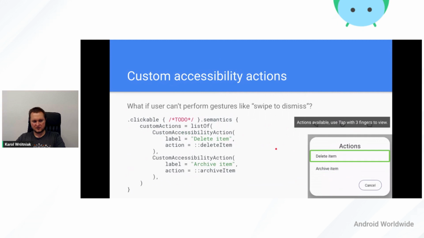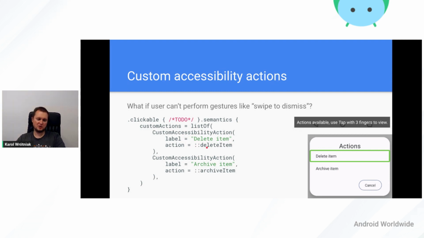Okay, let's jump into the next topic. You may recall that I said swipe left or right, when TalkBack is enabled, won't fire the swipe to delete actions. So how to provide them for TalkBack users? There is a custom actions semantics property for it. It takes a list of custom accessibility actions. Each action consists of a label and the callback, which gets executed when user starts this action.